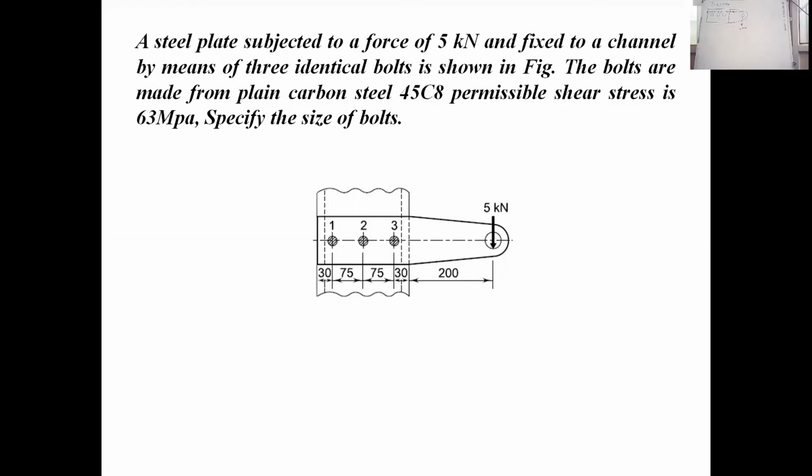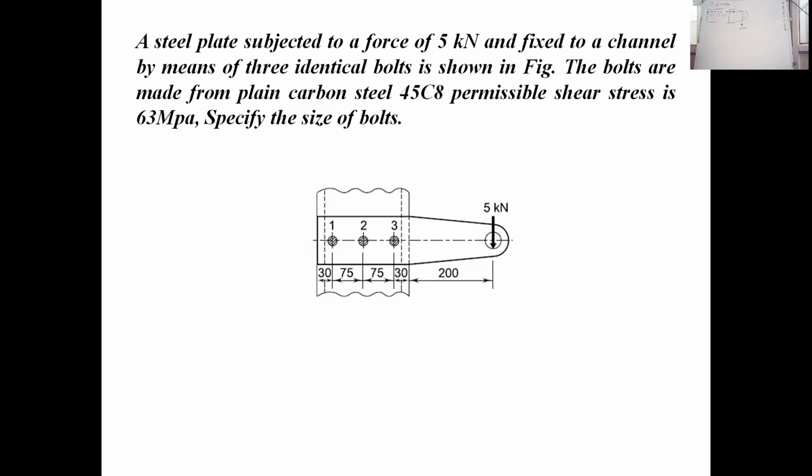So now in front of you, one more type of eccentric loading problem. In this you can see there is a steel plate which is fixed by 3 bolts. The load of 5 kilonewton is applied at a distance of 200 from that structure. This is the problem in which the load axis and the screw axis are not in plane.